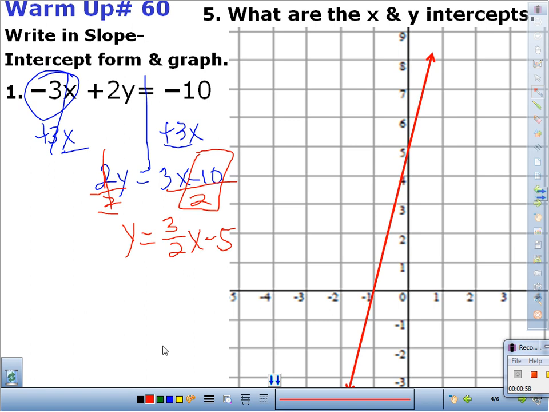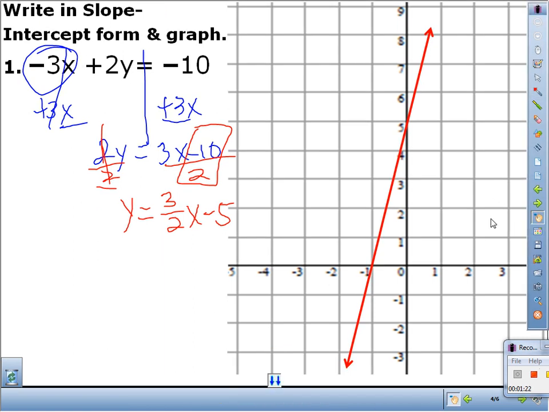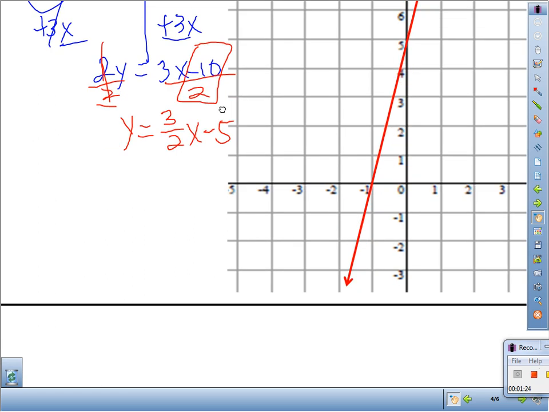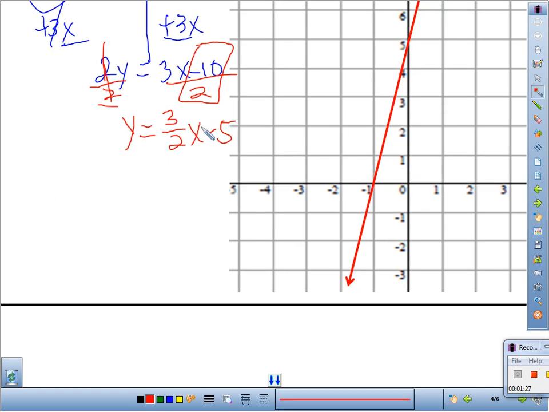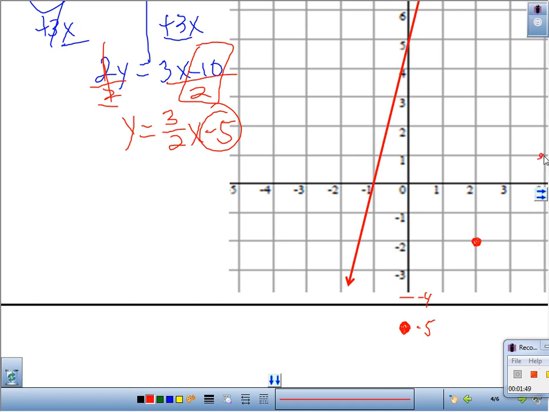So let's graph this. It says negative 5, our y-intercept. So I'm going to start way down here. At negative 5, so we got negative 1, negative 2, negative 3, negative 4, and negative 5. So I'm going to start right here. All right, and my slope is 3 up and 2 to the right. 1, 2, 3, 1, 2. I'm going to do it again. 1, 2, 3, 1, and 2.